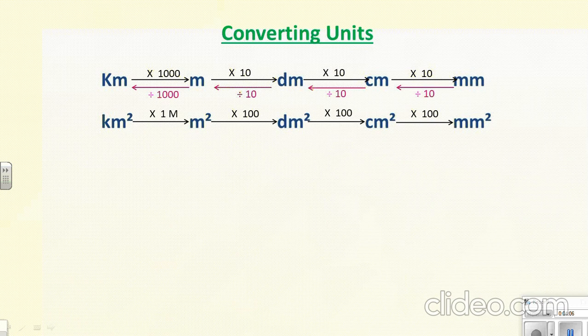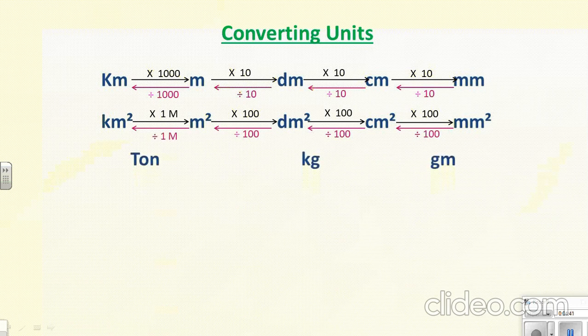And of course, if we need to do the opposite way, from small units to bigger units, we divide. From millimeter square to centimeter square, we divide by 100. From centimeter square to decimeter square, we also divide by 100. From decimeter square to meter square, we divide by 100. And from meter square to kilometer square, we divide by 1 million.